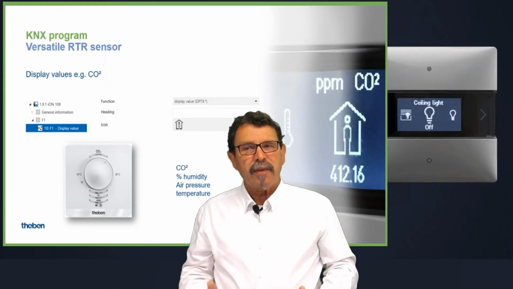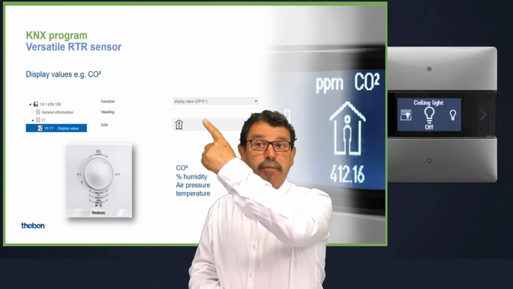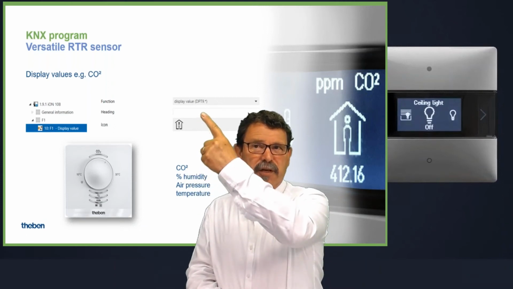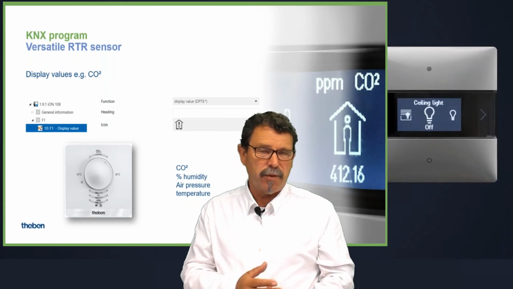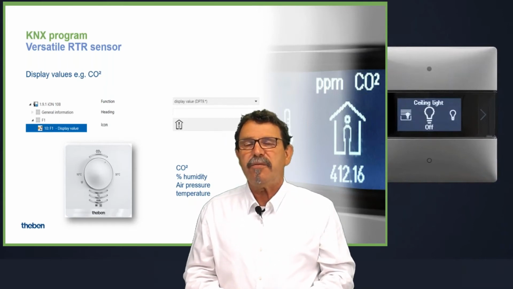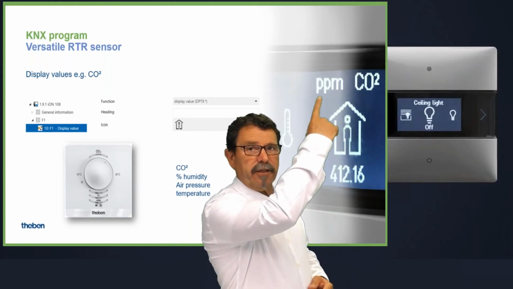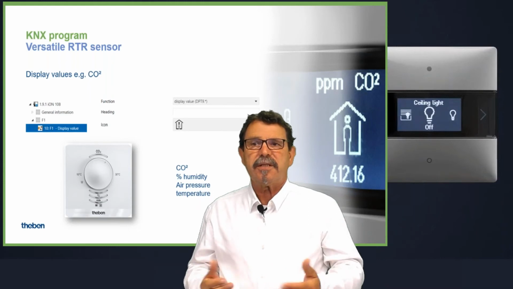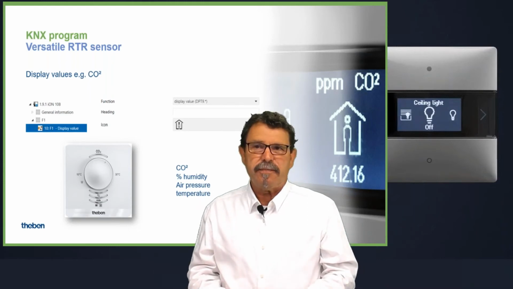The heading in this case could be, when we display CO2, then you type in here ppm, so parts per million is the indication for CO2 measuring, and then finally you get as a result in the display what is displayed as a number. So that's exactly CO2, for instance.